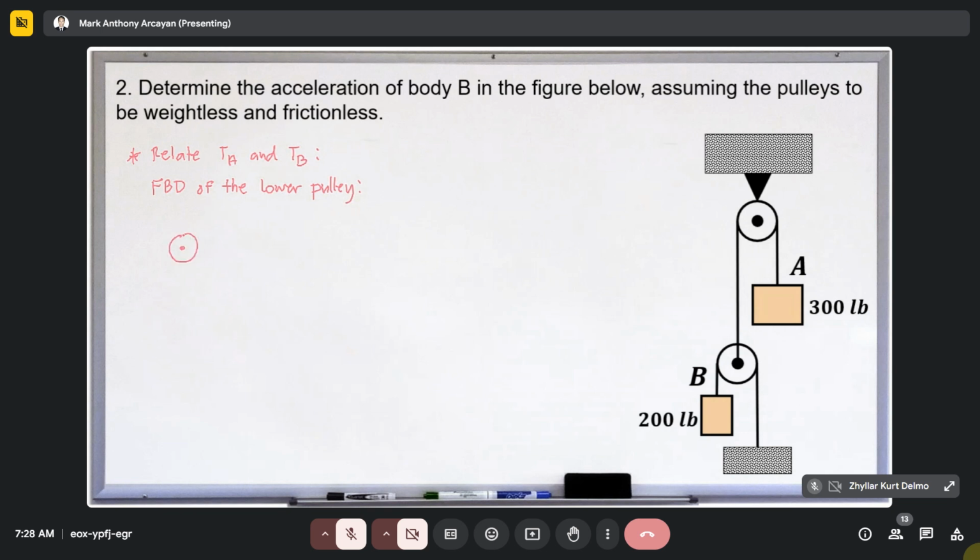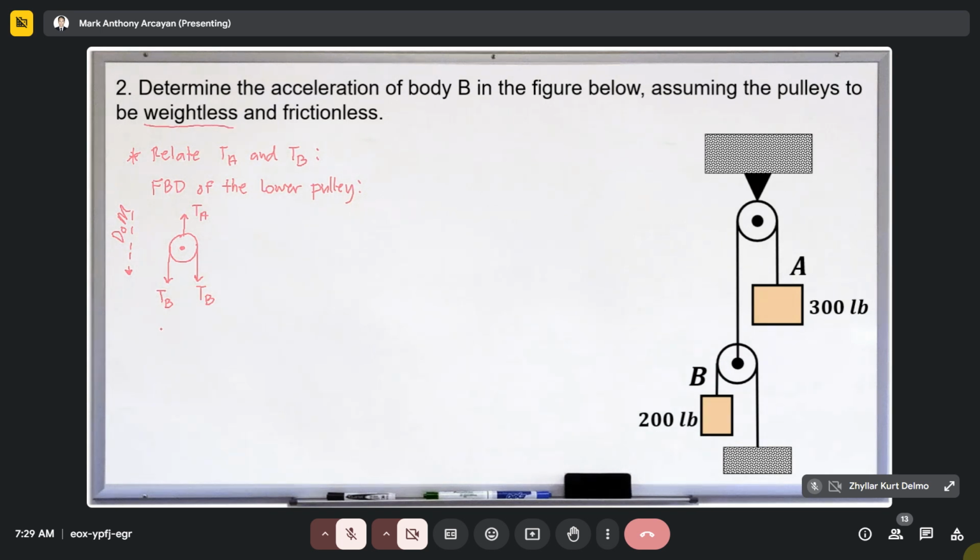On our pulley, we have the tension at A, and here we have the tension at B. Now, our lower pulley will accelerate downwards. This is the direction of motion. But from the problem, it is stated that this pulley is weightless.